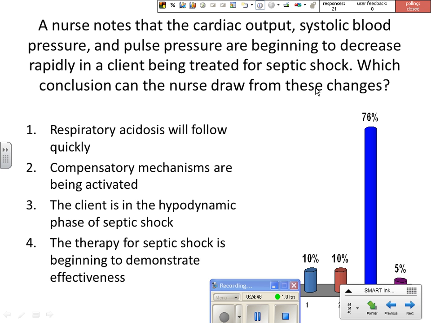Okay, 10% said acidosis or compensatory mechanisms being activated. 76% said the hypodynamic phase of septic shock, which is correct. 5% said the therapy is beginning to demonstrate effectiveness. What's happening to this patient? Are they getting better or worse? Worse. So therapy's not working. Compensatory mechanisms were already activated, but now they're not working anymore because he's deteriorating. What type of acidosis is going to happen? Metabolic acidosis because of lactic acid levels. Okay.